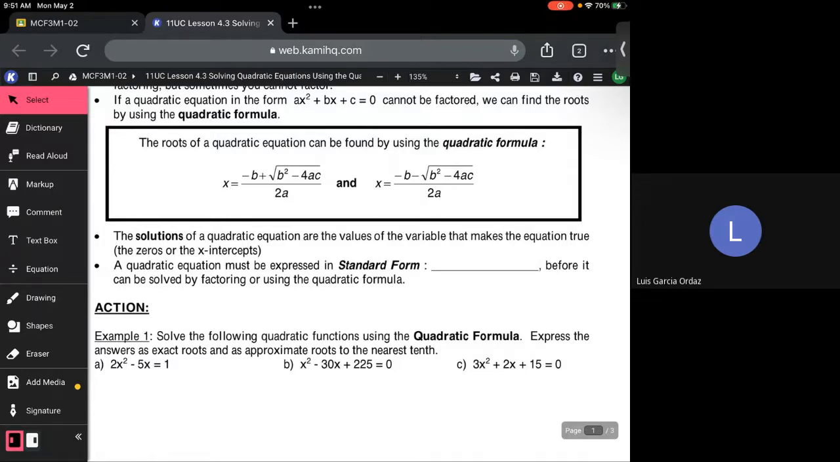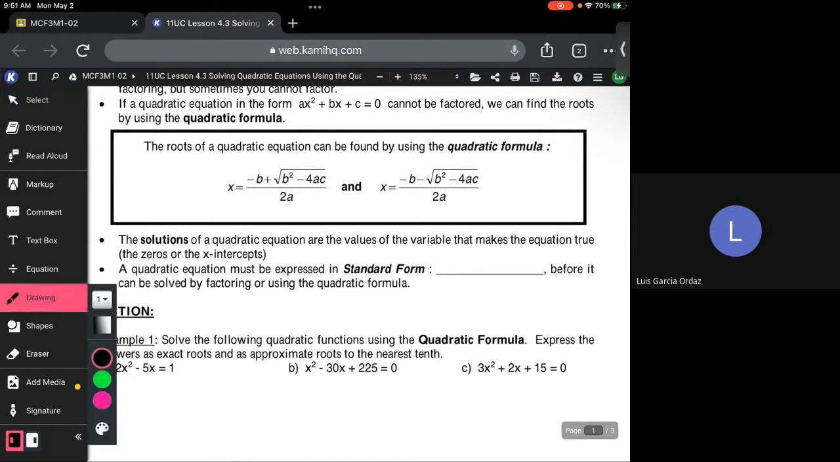So the solutions of a quadratic equation are the values of the variable that make the equation true. So these are the zeros or the x-intercepts. A quadratic equation must be expressed in standard form, so ax squared plus bx plus c. That's what standard form is.